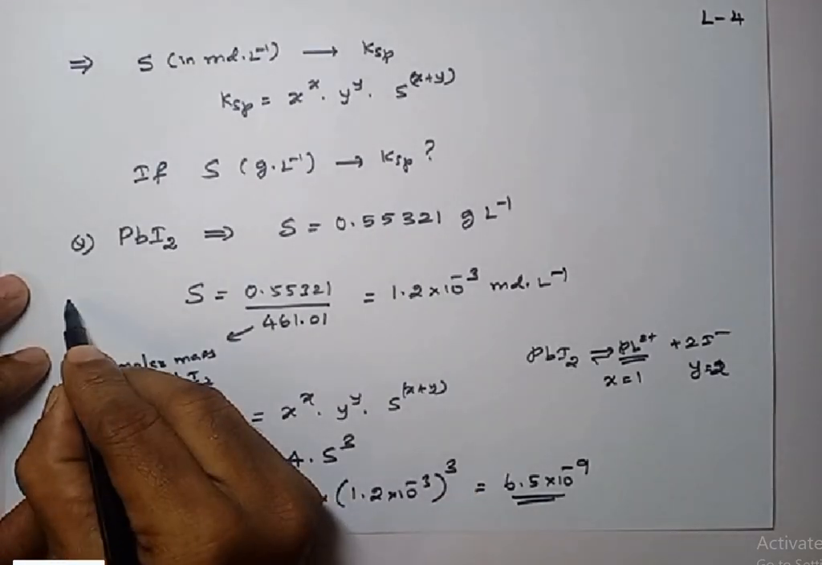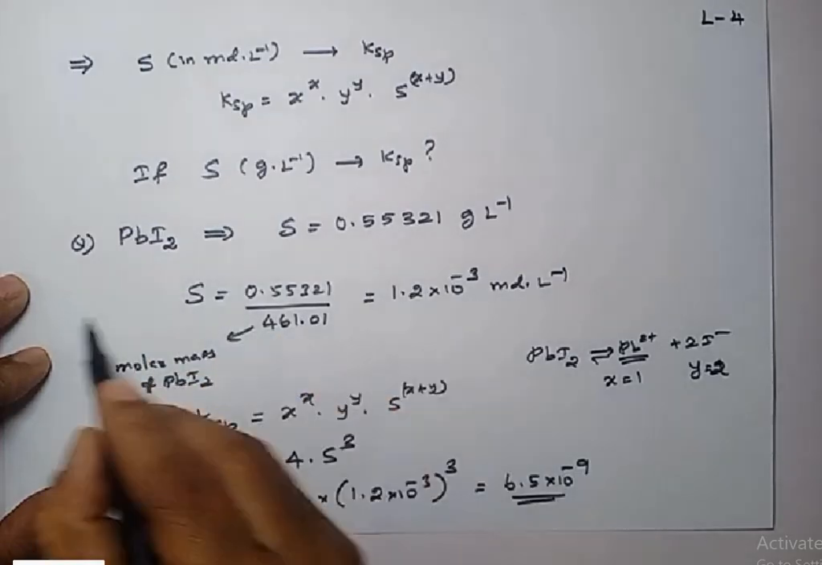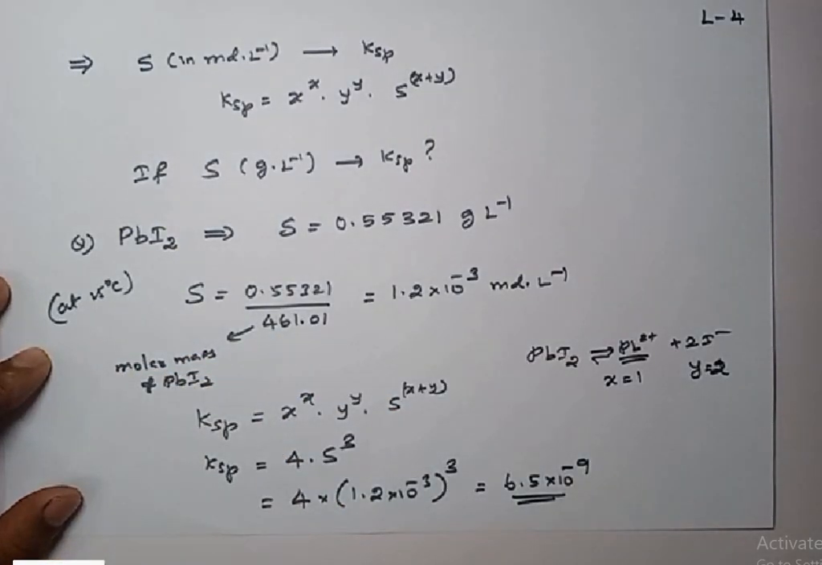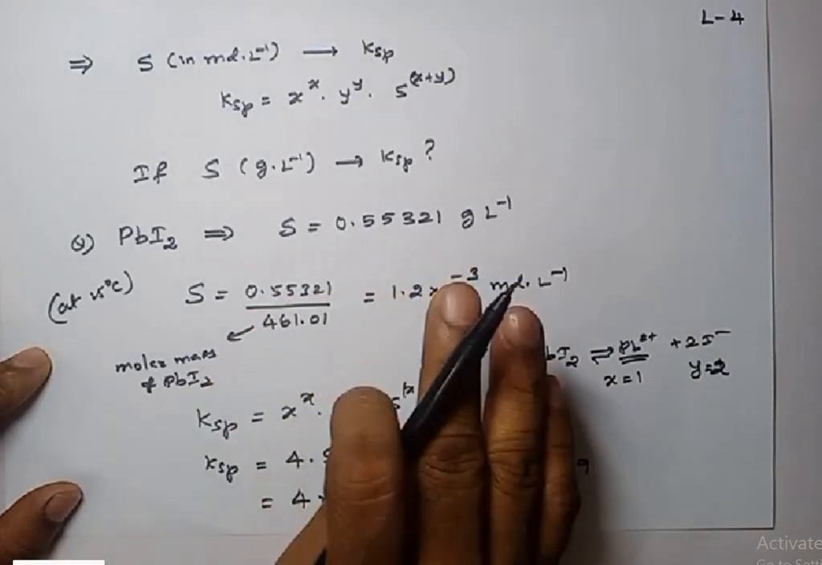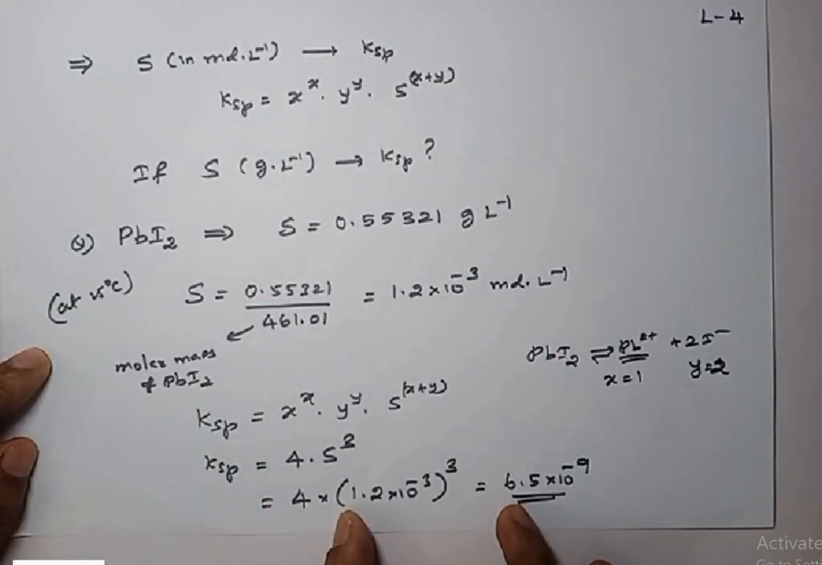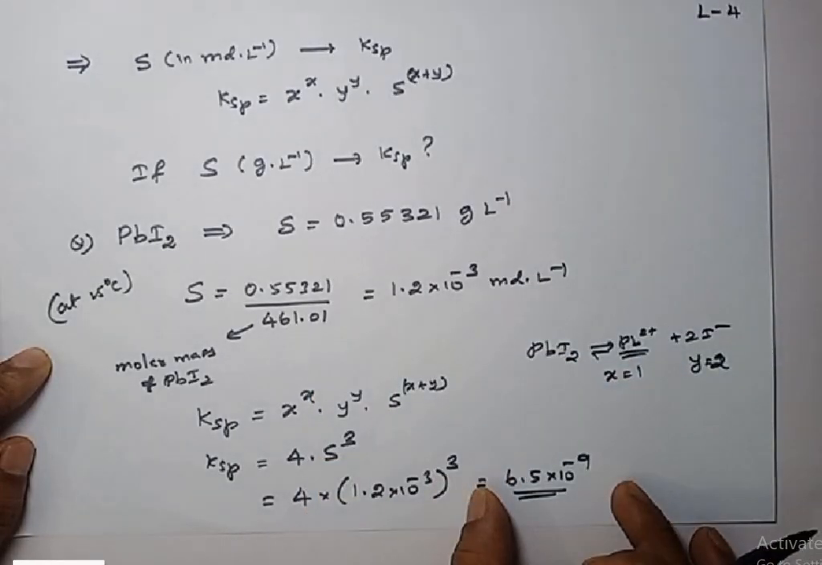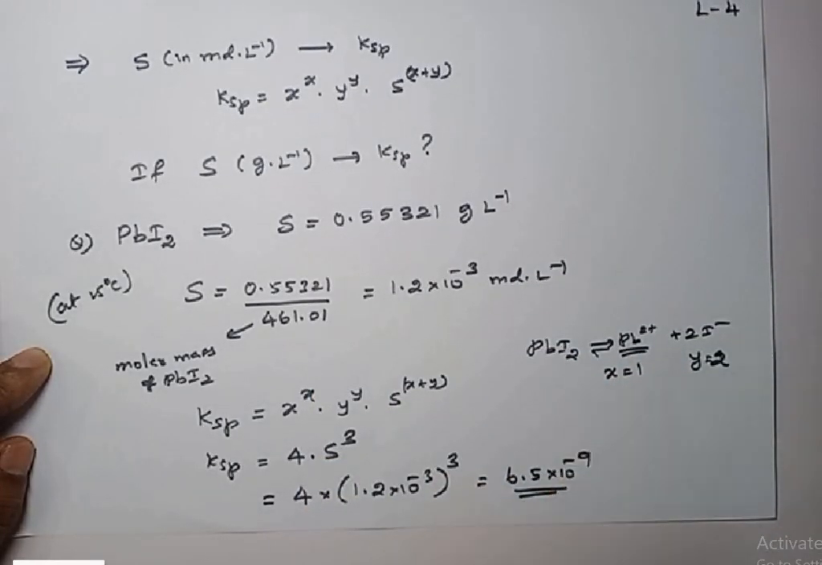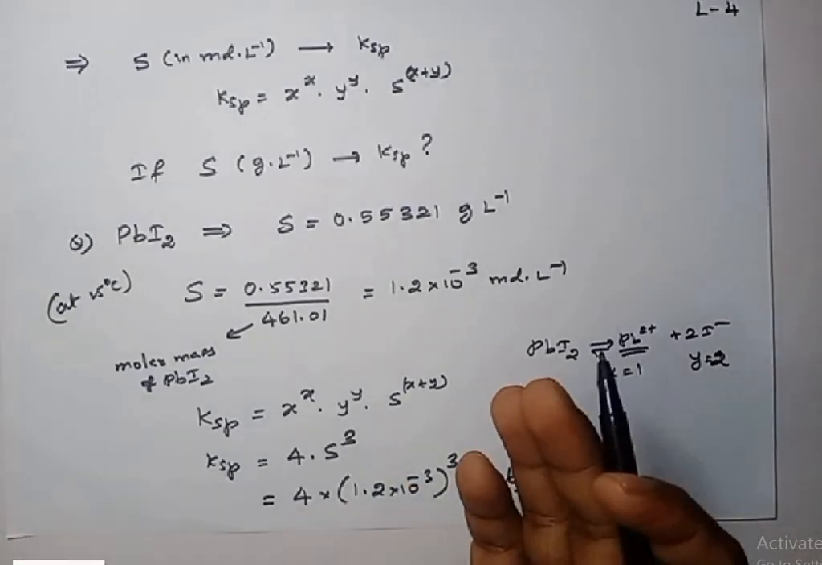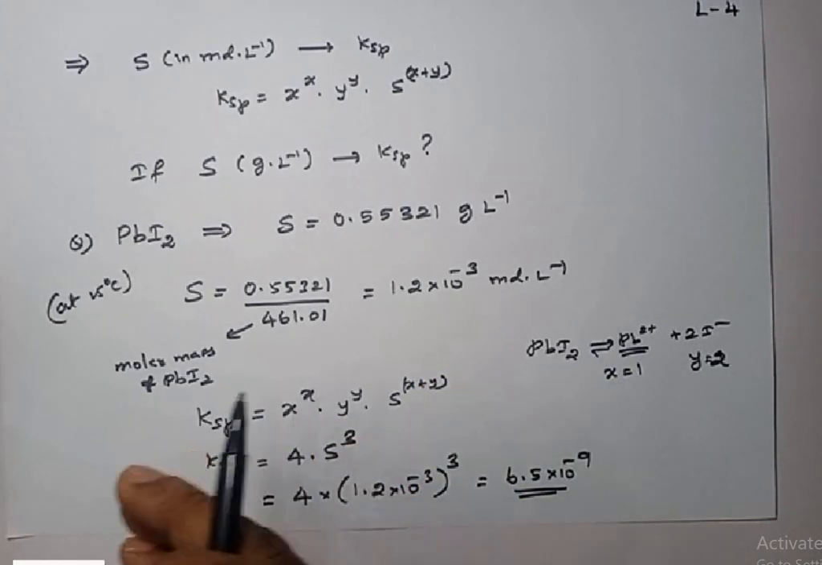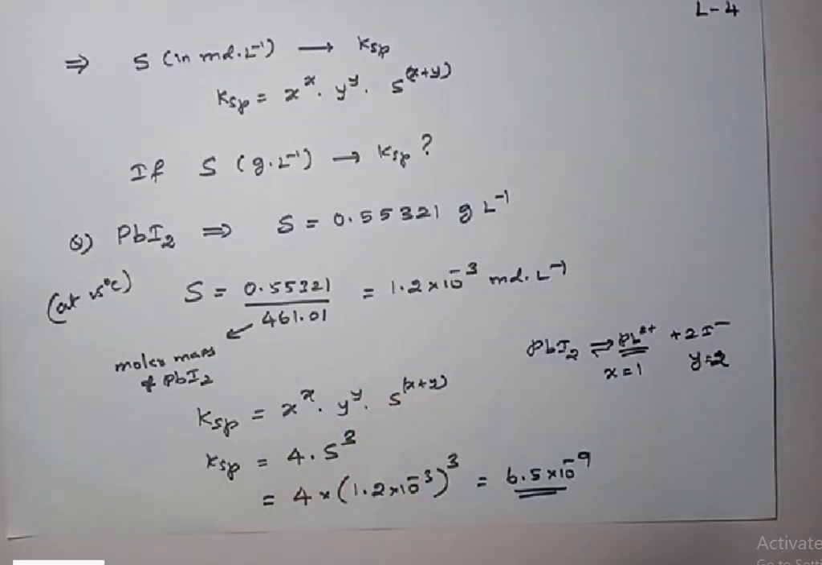Listen, I didn't give you the temperature. This is at 25 degrees Celsius, right? The solubility data is given at 25 degrees Celsius, and the solubility product constant which we calculated using this data is also applicable only at 25 degrees Celsius. I have already told you solubility product depends on temperature. As the temperature changes, the solubility product value will also change.